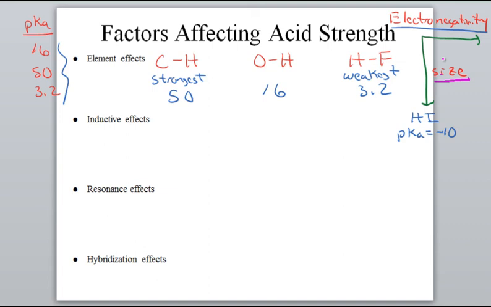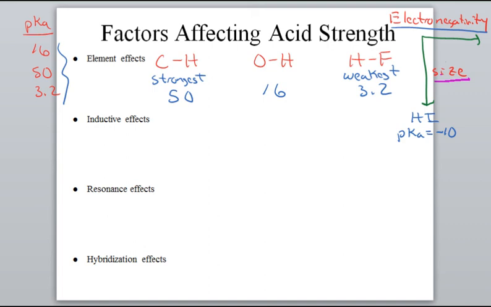And remember, electronegativity changes as you go down a family, and electronegativity actually decreases, and that effect makes it a stronger bond. But the size of the atom changes more dramatically as you go down a family than electronegativity.